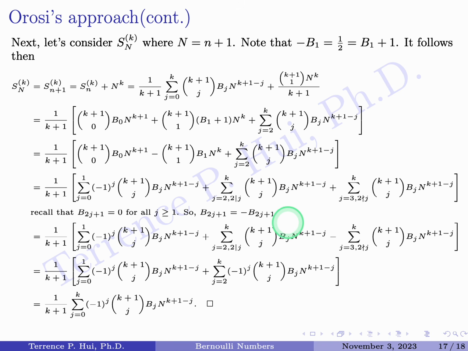All the even indices, I'm going to write them like this. This is a fancy way of saying even index, when j is divisible by 2. This is a fancy way of saying j is even. So here's the even series. All the even indices, I'm going to put in this sum.